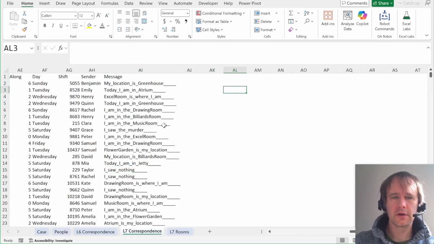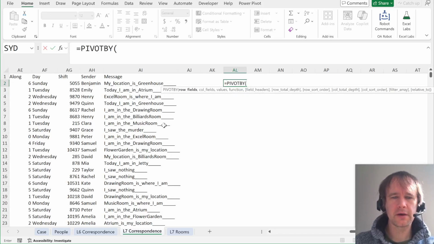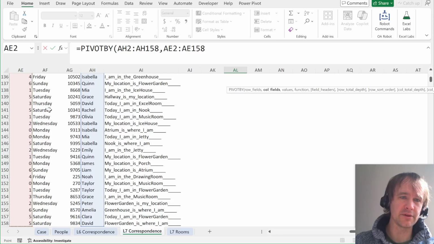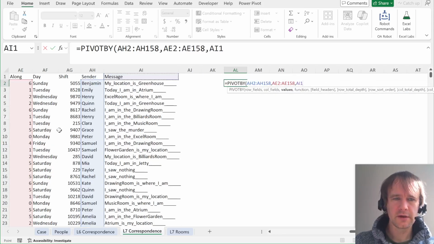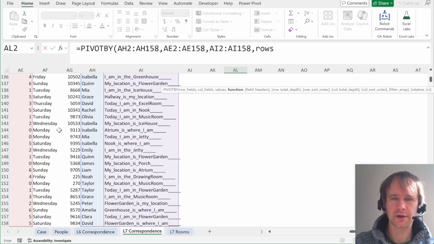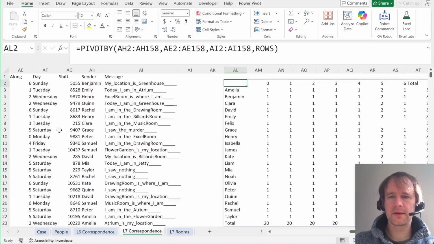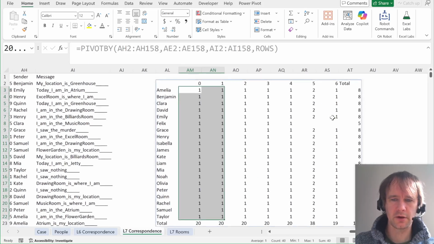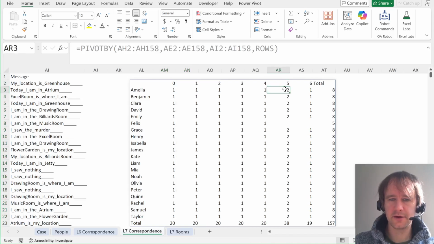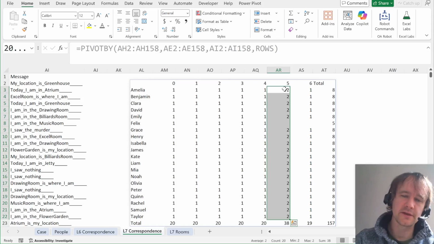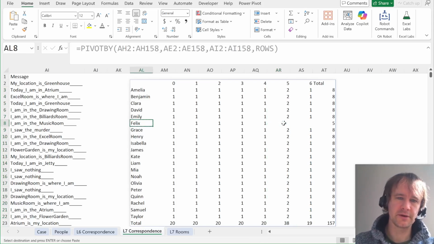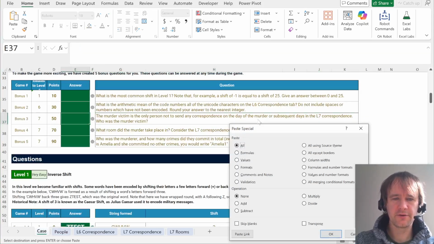So we can come over here, and lots of ways to do this, but I'm going to pivot by. Our row fields are going to be the senders. Our column fields are going to be the along shift. You could take the day, but the days don't come out in order in a pivot table, which is not ideal. And then we can just take any other field as the values, and we'll just take a row count. And that will tell us on 0 shift, which is Monday, all 20 people sent messages. On 1 shift, which is Tuesday, all 20 people sent messages, and so on along, until we get to 5 shift, which is Saturday. Everybody sent an extra message, because this is the day that also has the messages about I saw the murder or I saw nothing, except for Felix, who does not send a message because he is dead. So our murder victim is Felix.